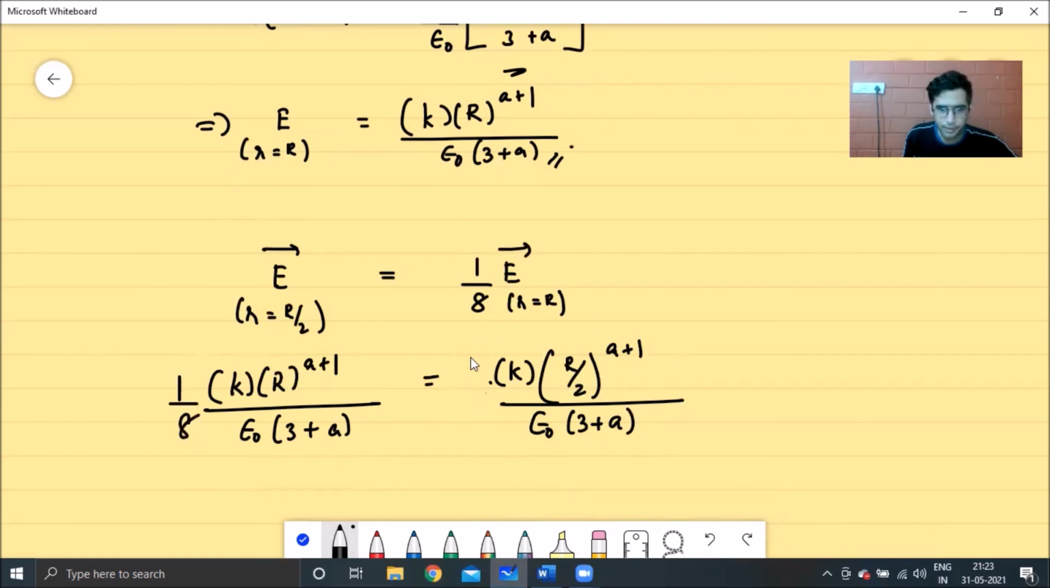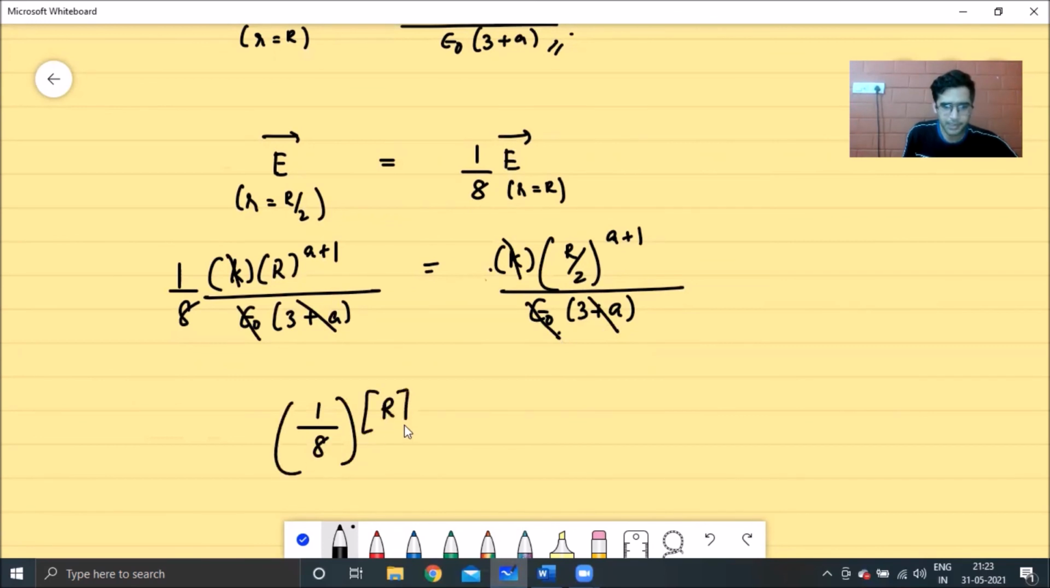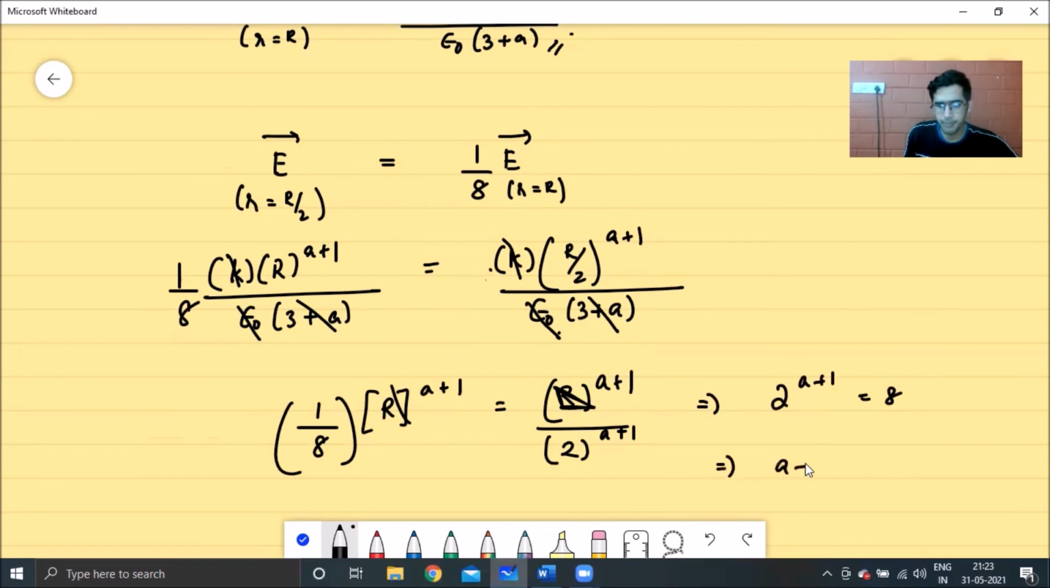Right? So electric field at r is equal to r by 2 is 1 by 8 times electric field at r is equal to r. Right? And now your k gets cancelled. Epsilon naught gets cancelled. 3 plus a also gets cancelled. So we get 1 by 8 of r bar a plus 1 to be equal to r by 2 power a plus 1, which I can write as r power a plus 1 by 2 power a plus 1. R power a plus 1 also gets cancelled. So we get 2 power a plus 1 to be equal to 8. And from this we get a plus 1 to be equal to 3, which implies a should be equal to 2, which is the answer for this question.